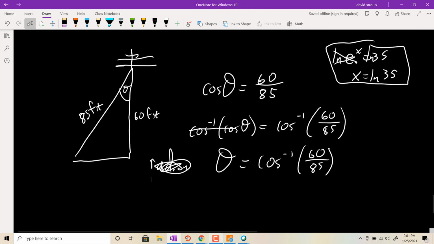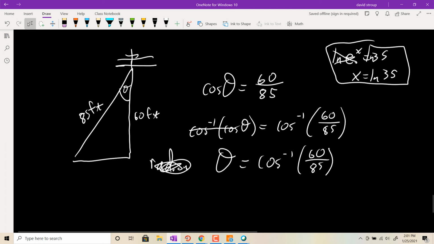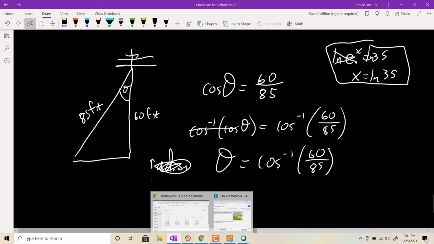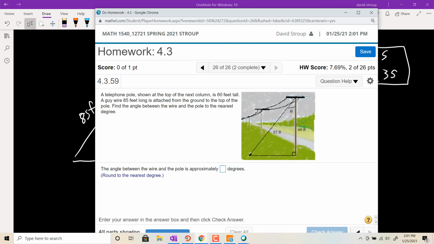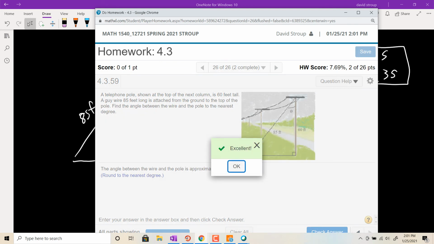Yeah, I put it in my calculator. I got, just making sure I'm still recording. I got 45.0991 degrees. So I think that'll work. Let's see what the computer says, round to the nearest degree. So I just want to put 45 in there, 45 degrees. Hopefully that'll be it. Yay.